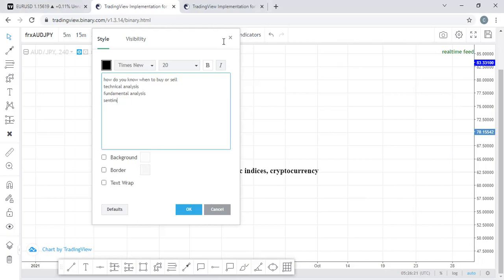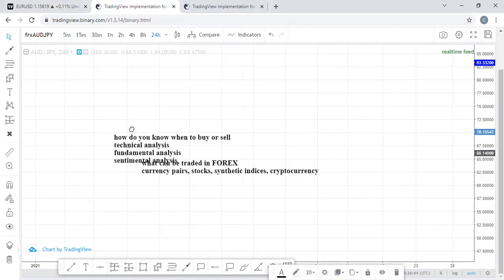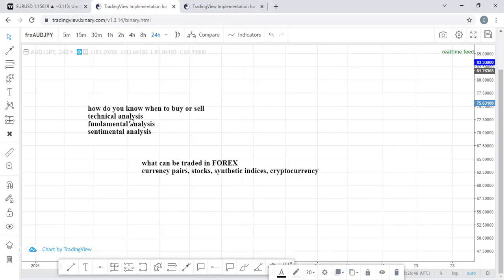It has to do with psychology, as I can see from the name already. So these are the basic three ways in which you can know when to buy or sell: the fundamental, the technical, and the sentimental analysis. So now let us just talk about this and then we wrap it up.